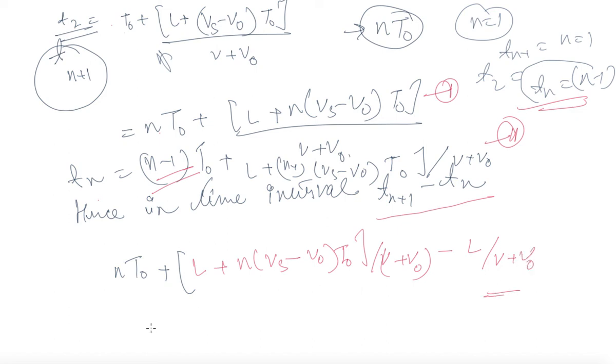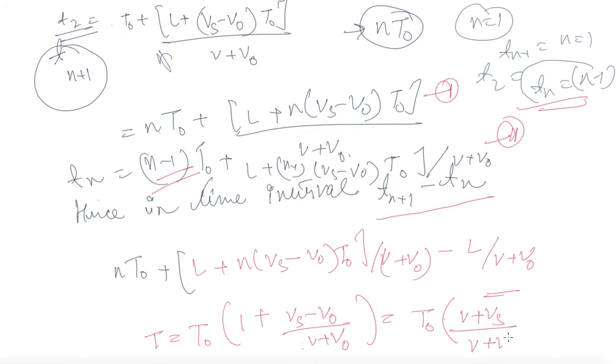Therefore, after solving, we have t equals t naught into 1 plus Vs minus V naught divided by V plus V naught, where V is the speed of sound, Vs the velocity of the source, and V naught the speed of the observer. Now this is actually equal to t naught into V plus Vs upon V plus V naught. So this is what we get.